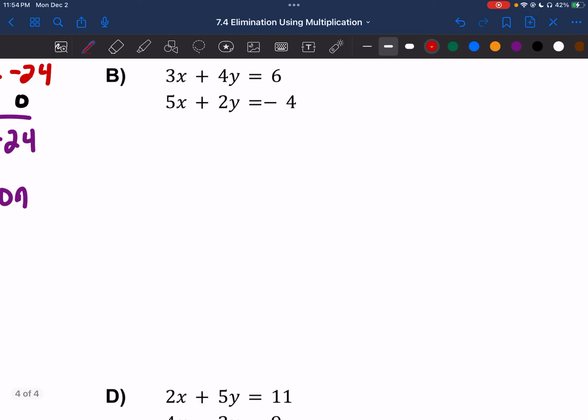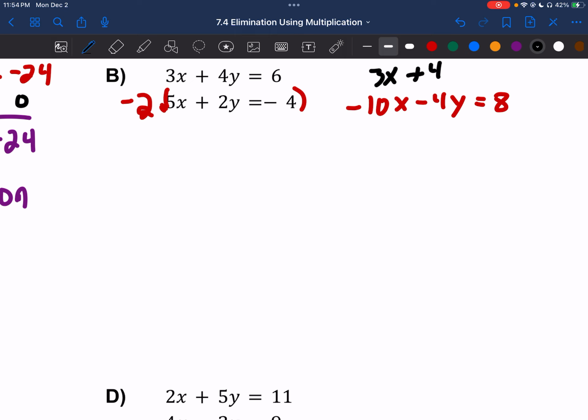All right, letter B. I have 3x plus 4y equals 6. I have 5x plus 2y equals negative 4. Looks like I can multiply 2 by negative 2 to make it an additive inverse with the first equation. So that's what I'm going to do. My first order of business is to multiply here by negative 2, if the pen will cooperate. And so I'm going to get negative 10x minus 4y is equal to 8. That first equation stays the same, so 3x plus 4y is equal to 6.